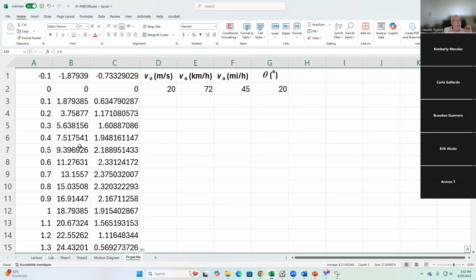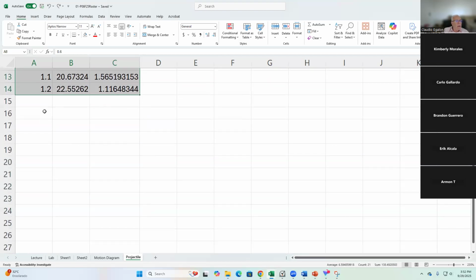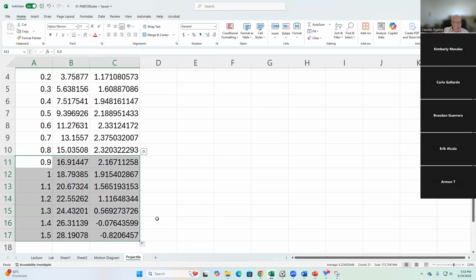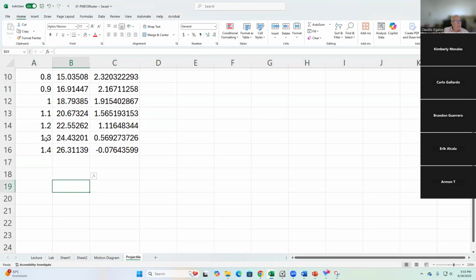We can do better than that. Let's see, what did I do here? Oh my goodness, I know what I did. Okay, so let's go more. Yeah, we can stop here. So it hit the ground between 1.3 and 1.4 seconds.